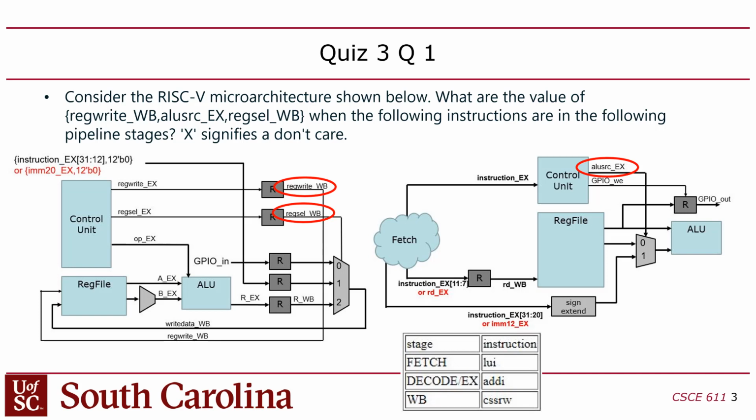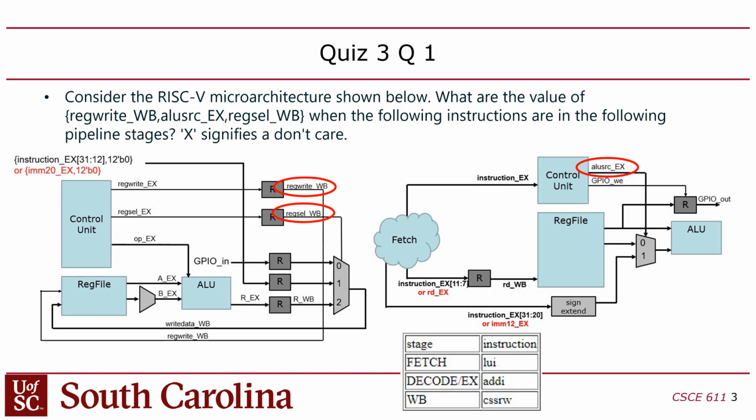CSRRW would have a 1 for reg write WB. ALU source EX is matching up to the addi. In this case, the ALU source would be routing in the immediate because it's an addi. So the ALU source would have to be a 1. And then reg sel WB refers again back to the CSRRW.